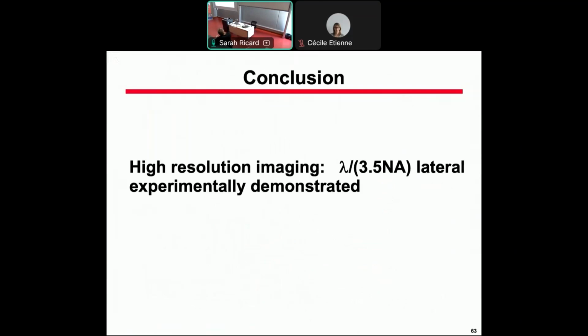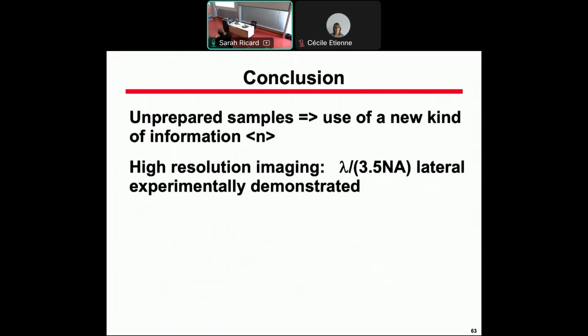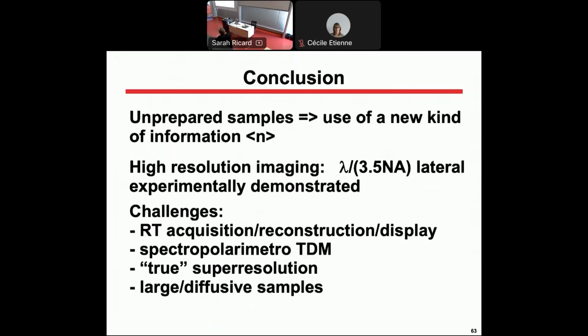So to conclude, high resolution is possible. It has been demonstrated. 2D, 3D, not exactly, but okay. Unprepared samples. The main difficulty faced when we discuss with people here is they tell us there is too much information, because comparing to fluorescence where you see what you have labeled, we see everything. So one has to work on the interpretation of images of this index of refraction distribution. And there are many remaining challenges.